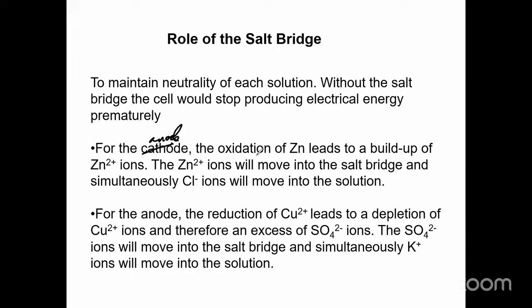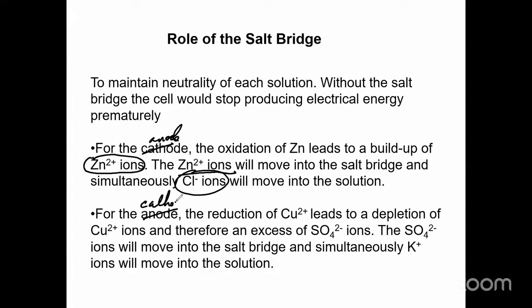right? Where oxidation would take place, that would lead to an increase in the zinc ions present, right? So basically, in order to maintain neutrality of that solution, the zinc ions will move into the salt bridge, and at the same time, the chloride ions will move into the solution, right? So as to make sure that the anode solution is neutral. And then now here, this should be the cathode.